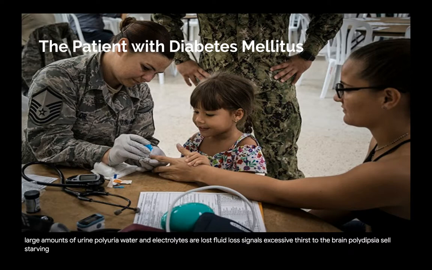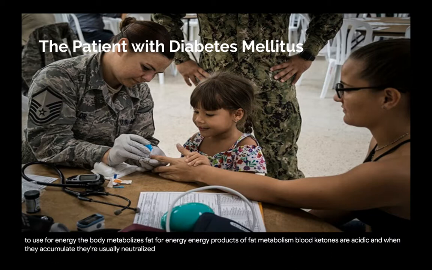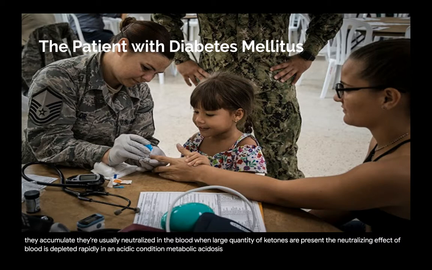Cells starving for glucose may cause the patient to increase food intake, polyphagia, but weight loss may still occur. Without glucose to use for energy, the body metabolizes fat for energy. Energy products of fat metabolism are harmful ketones that accumulate in the blood. Ketones are acidic, and when they accumulate, they are usually neutralized in the blood. When a large quantity of ketones is present, the neutralizing effect of blood is depleted rapidly. In an acidic condition, metabolic acidosis results.